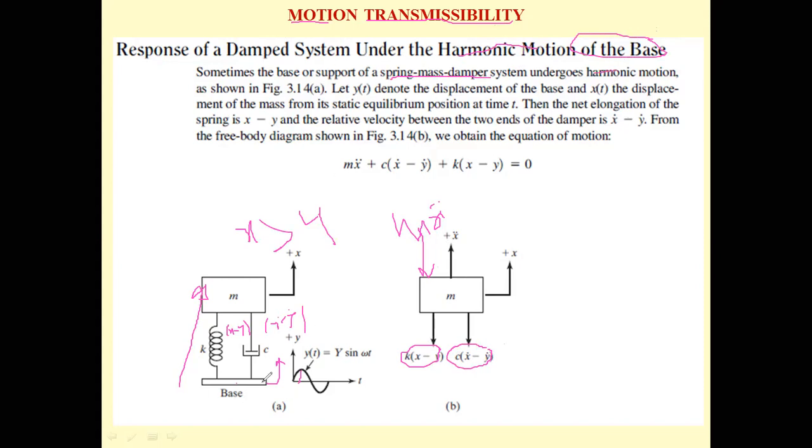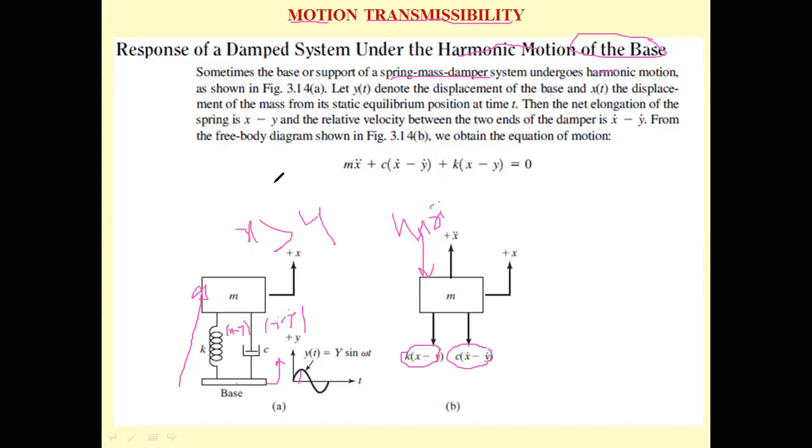That harmonic motion is shown in this figure. Let y of t denote the displacement at any time t of the base, and x of t the displacement of the mass from its static equilibrium position at any time t. Then the net elongation, that is the net displacement of the spring, is x minus y, and the relative velocity between the two ends of the damper is x dot minus y dot.